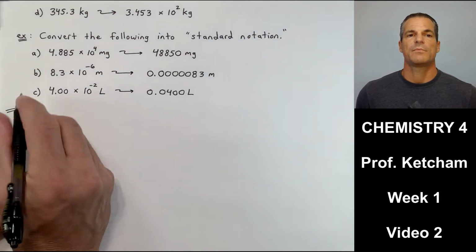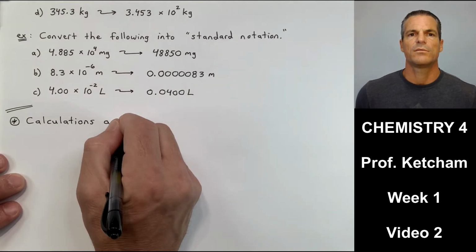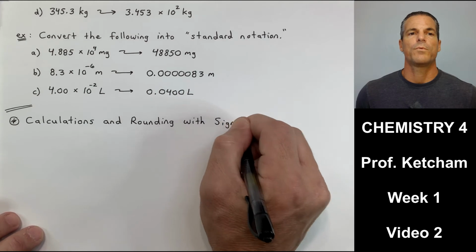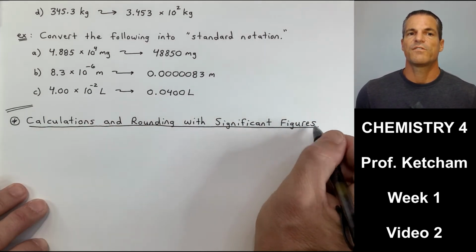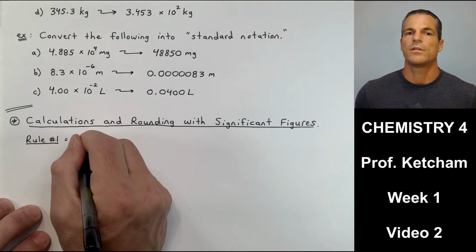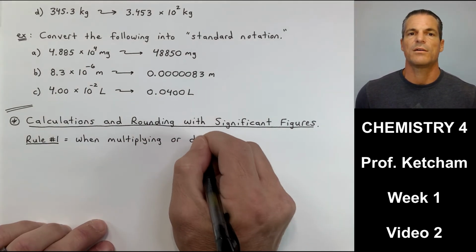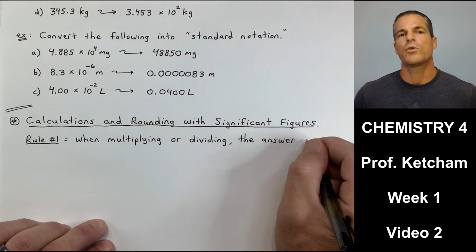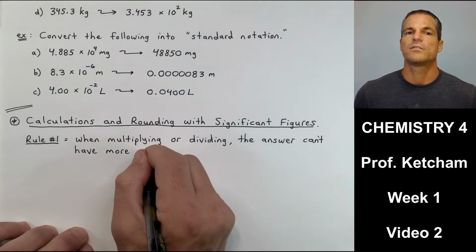B, 8.3 times 10 to the minus 6 meters. We have 0.0000083 meters. 2 sig figs for both. C, 4.00 times 10 to the minus 2 liters. That has 3 sig figs, doesn't it? So my answer will have 3 sig figs, 0.0400 liters. Now, in 0.0400 liters, we have a leading zero, doesn't count. The zero to the left of the decimal is nothing. And then the 2 trailing zeros, they do count. So 0.0400 liters is 3 sig figs.